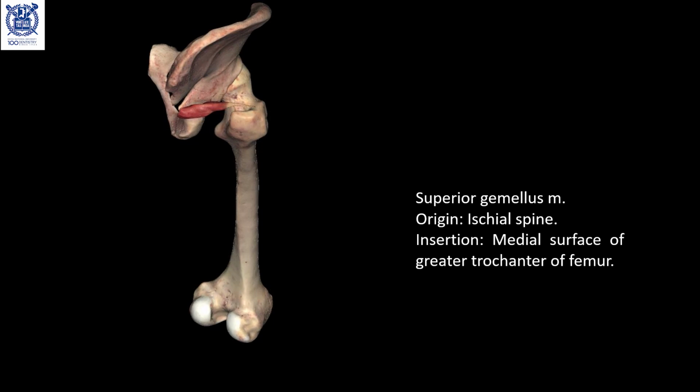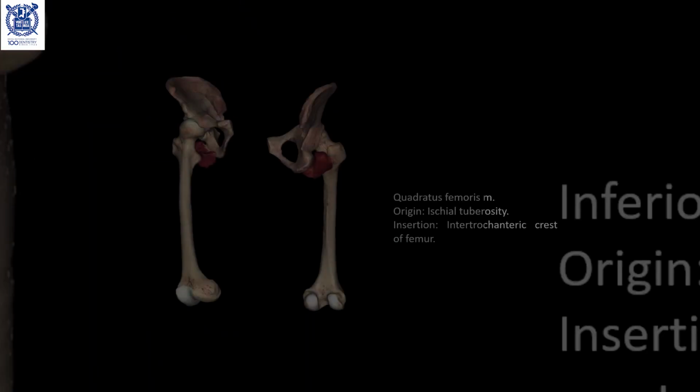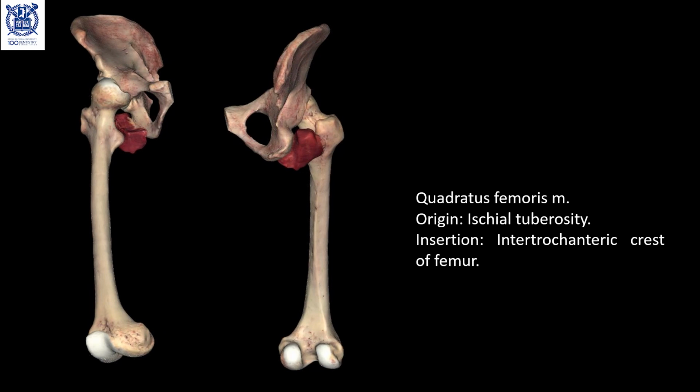Superior gemellus muscle. Origin, ischial spine. Insertion, medial surface of greater trochanter of femur. Inferior gemellus muscle. Origin, ischial tuberosity. Insertion, medial surface of greater trochanter of femur. Finally, quadratus femoris muscle. Origin, ischial tuberosity. Insertion, intertrochanteric crest of femur.